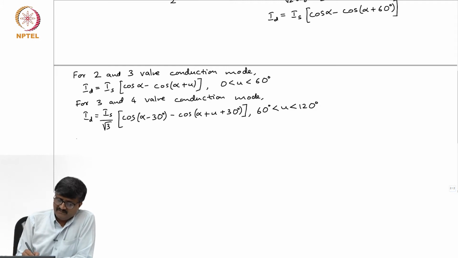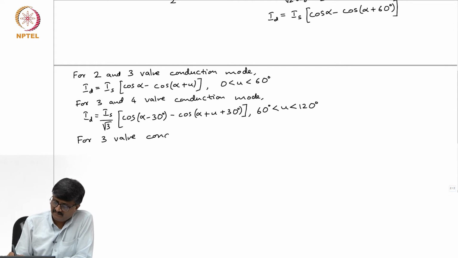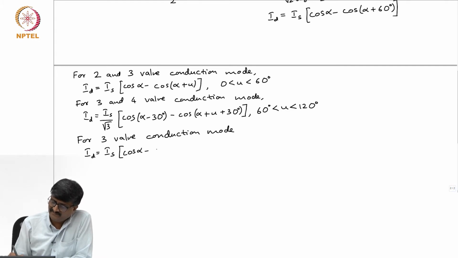So let us write that also. For 3 valve conduction mode, ID is IS cos alpha minus cos alpha plus 60 degrees. This is for u equal to 60 degrees.